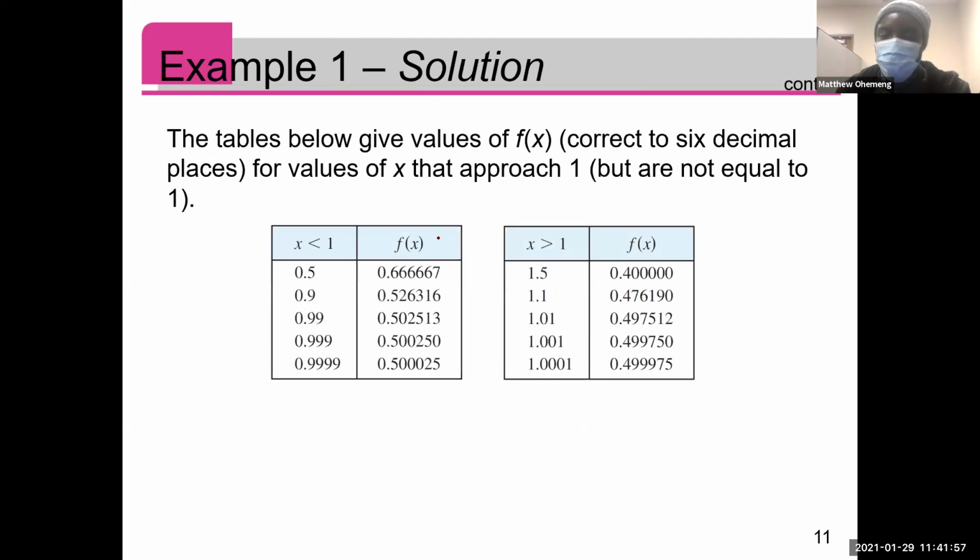So what do we do? You can do the numerical method, right? So we can try numbers less than 1, right? So from the left, this one is from the left.